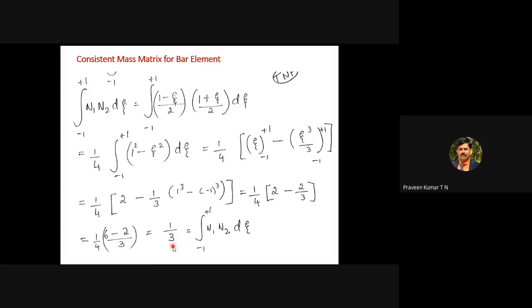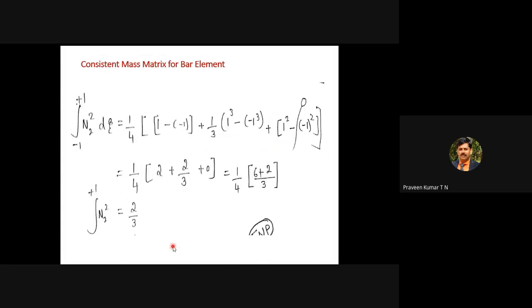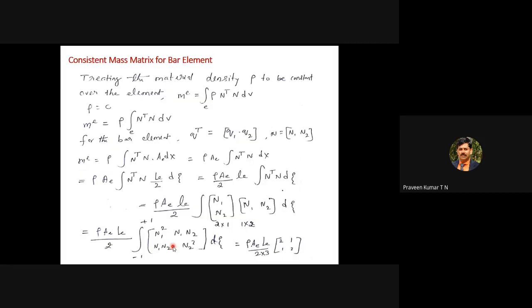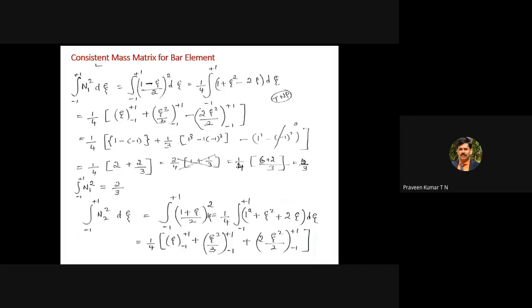From the examination point of view, either we can go for individual integration depending on the marks. Otherwise, you go up to this point and write that after integration, further simplification and applying the limits, we get rho A L E divided by 6 into [2 1; 1 2]. Depending upon the marks, you have to decide. If you forget this formula, again you have to go for integration of the individual terms, because I included this detailed integration in the mass matrix derivation also. This detailed integration is also included in heat transfer.